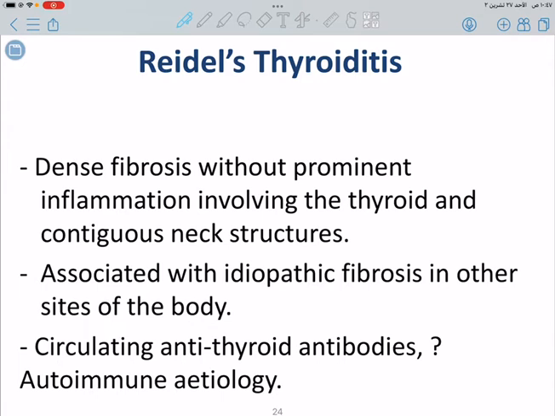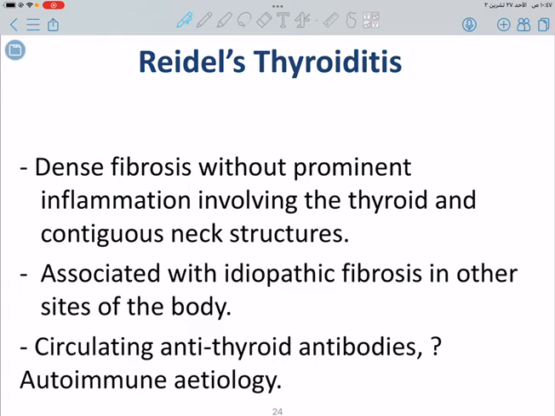It is associated with idiopathic fibrosis in other sites of the body. We have diseases called idiopathic fibrosis that cause fibrosis in multiple areas of the body. Kawasaki is something different; that is not related to this, okay? In this disease, idiopathic fibrosis, patients have retroperitoneal fibrosis and fibrosis affecting multiple organs, including the thyroid. Circulating anti-thyroid antibodies are not always present. It could be part of the disease, diffuse idiopathic fibrosis.